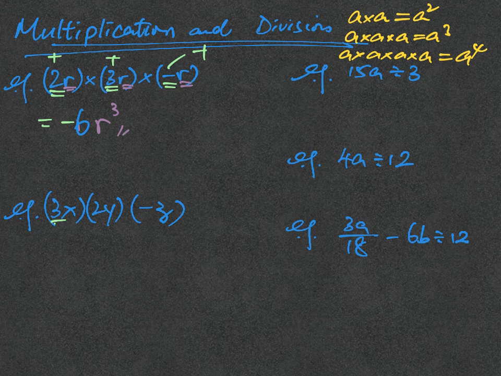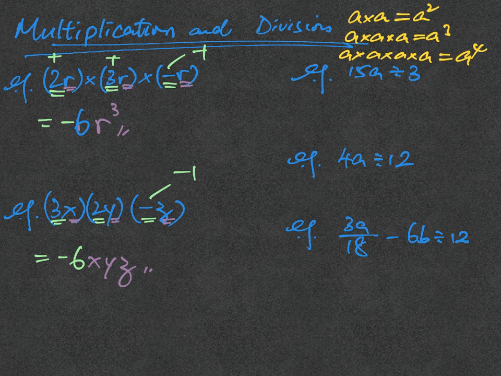So we do the same thing. First of all, we multiply the numbers. 3 times 2 times minus means negative 1, which gives you negative 6. Then next you have x, y, z. They are different to each other, it doesn't matter. You just write x, y, z. This is the multiplication of algebraic terms.